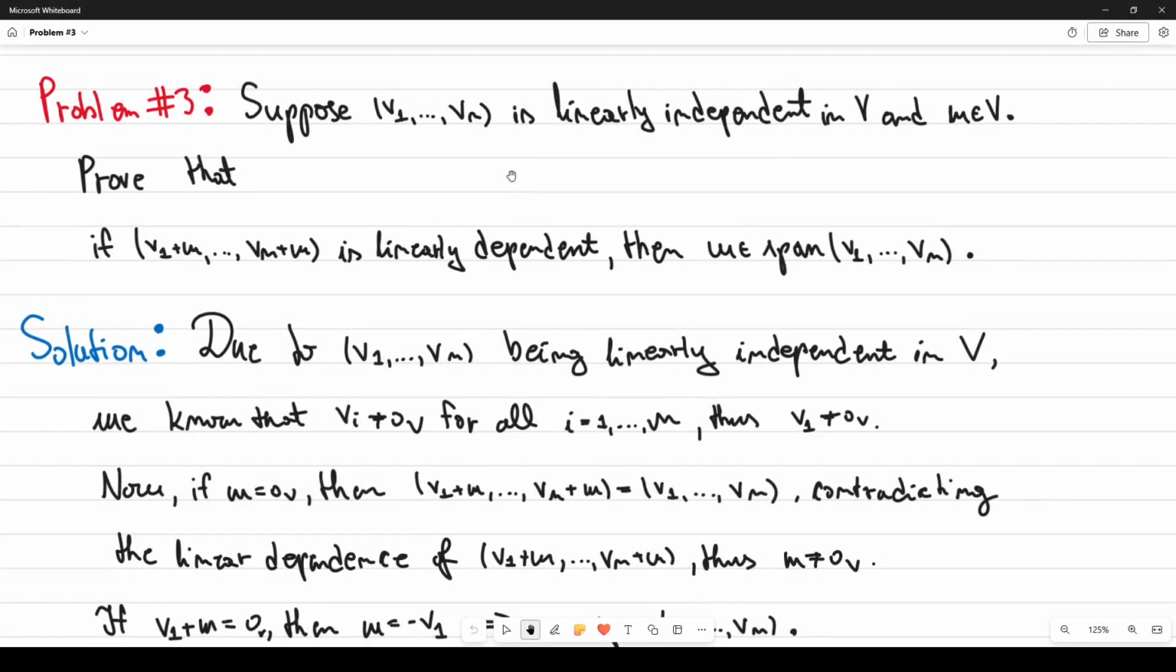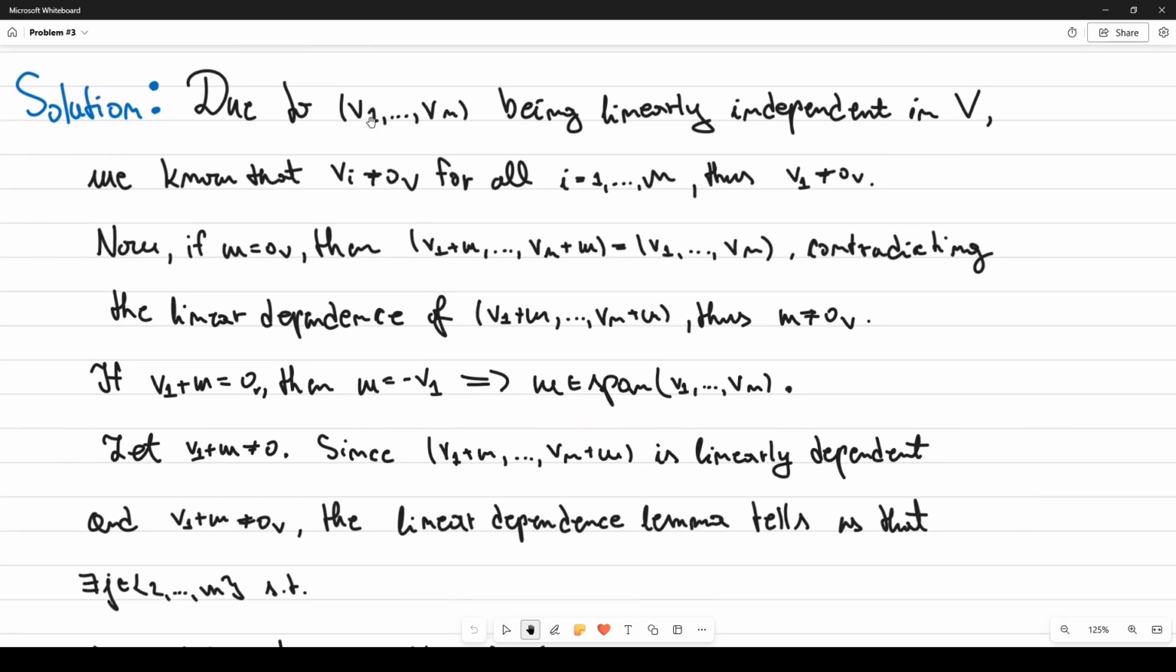Problem number 3. Suppose that this list of vectors is linearly independent in V, and let W be some vector from V. Prove that if this list is linearly dependent, then W has to be in the span of the original list. So let's show that this holds.